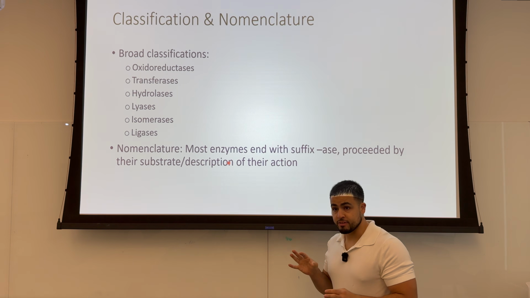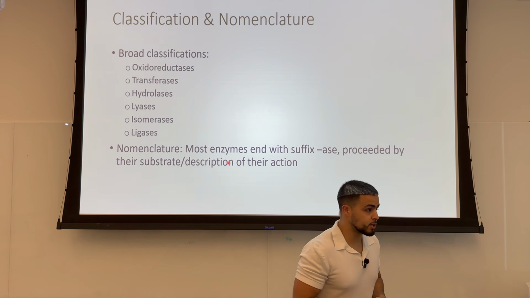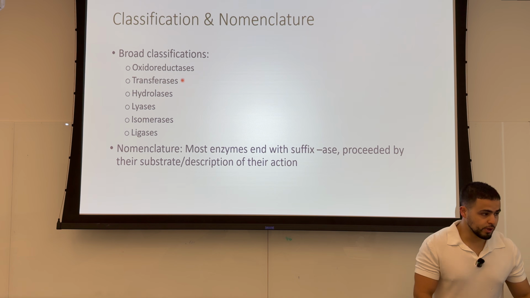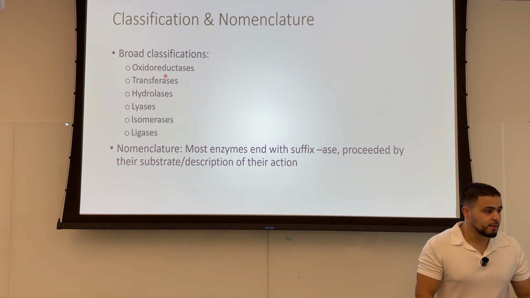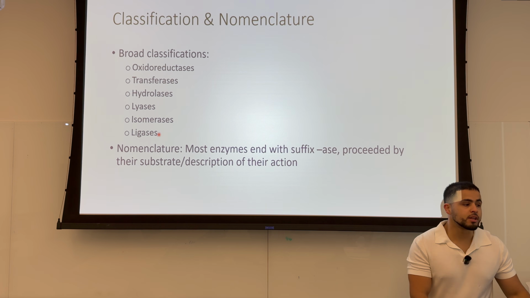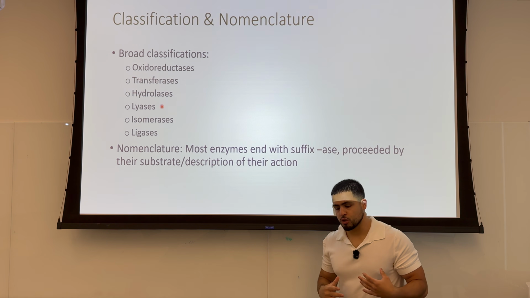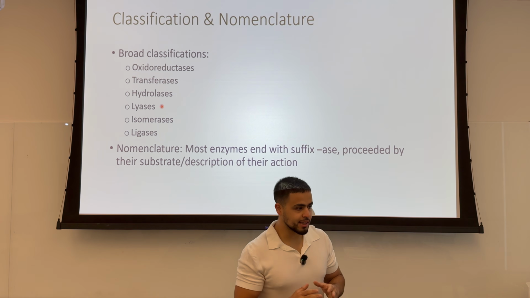All right, before we dive deeper into those key properties, let's talk a bit about classification and nomenclature of enzymes. So these are the broad classifications, or the families, if you will, of enzymes. We're going to discuss them further in the subsequent slide. So oxidoreductases, transferases, hydrolases, lyases, isomerases, and ligases. So the way the nomenclature works for enzymes, most enzymes will end with the suffix -ase. Any word that you see on the MCAT with the suffix -ase is likely an enzyme.